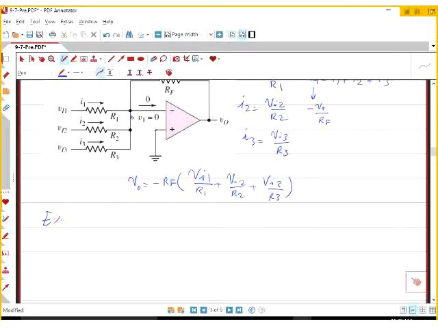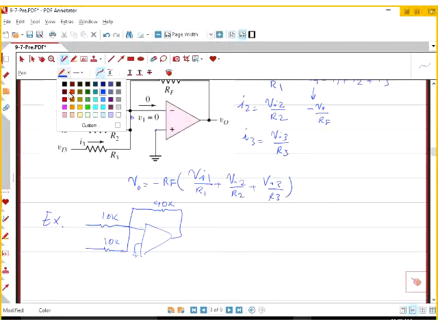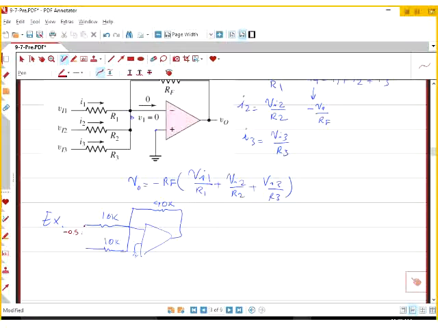For example, let's do one example here. 10K, 10K. We're going to sum up these two signals, pass it through an op-amp, and here is 40K. The input signals, one of them is the AC. It's an AC, it's minus 0.5 sine of omega t. The second one is DC plus 1.2.